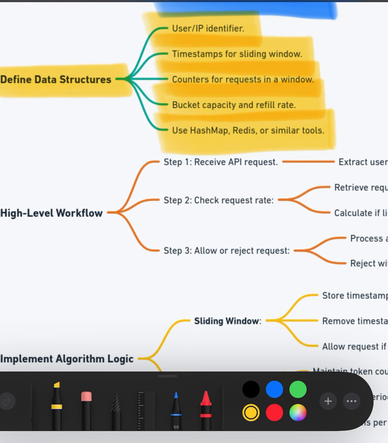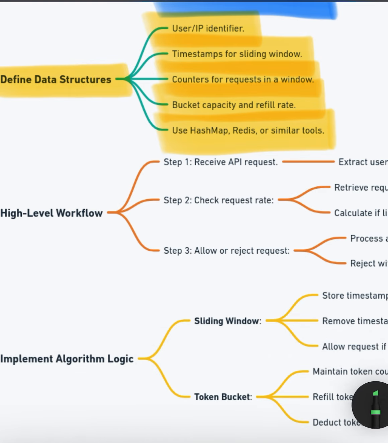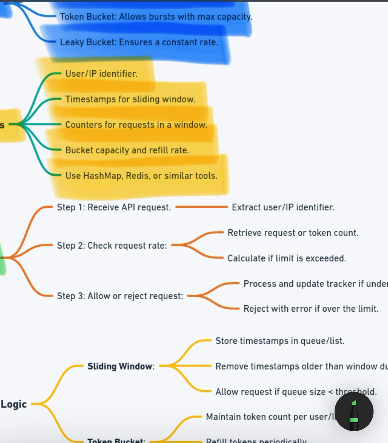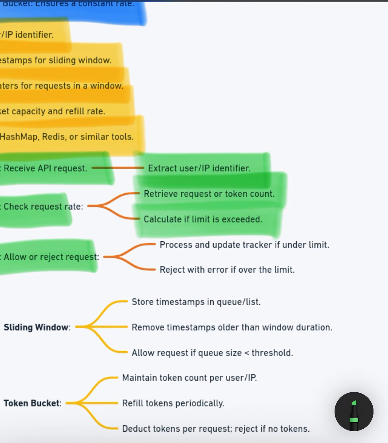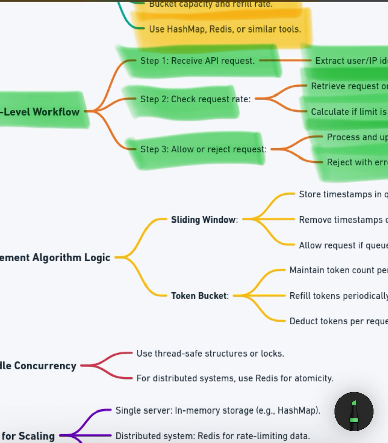5. Workflow of a rate limiter. Here's the high-level process. 1. Receive API request. Identify the user or IP making the request. 2. Check rate. Use stored data to determine if the user's request count exceeds the limit. 3. Decision. If under the limit, process the request and update the tracker. If over the limit, reject the request and respond with an error or warning.